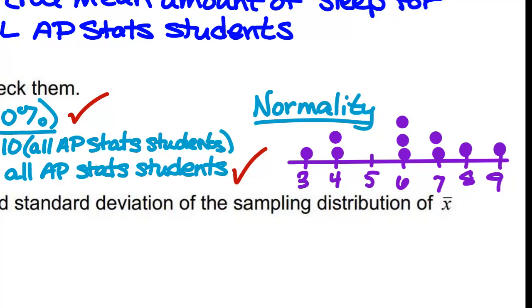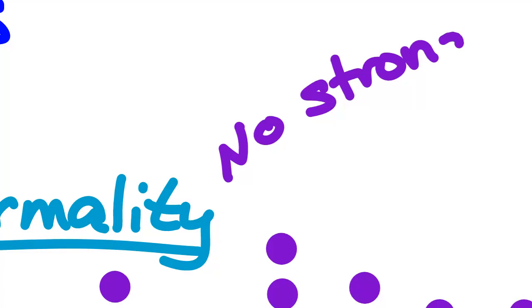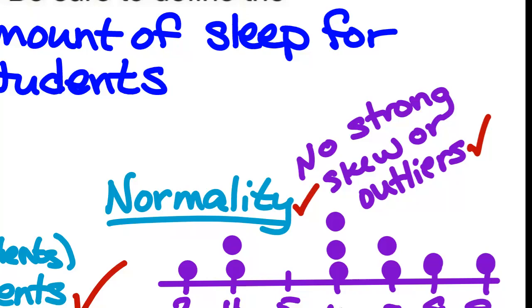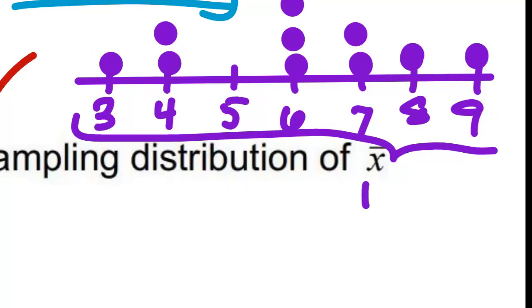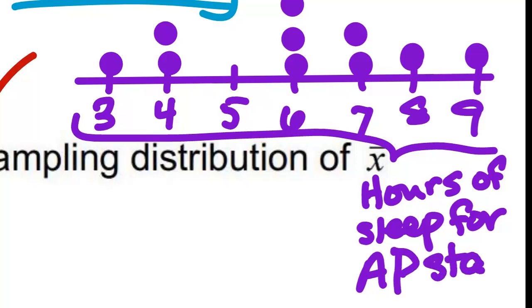So can I leave it like this? Got to label it. What do I need to label about it? Yeah, we say no strong skew or outliers. But then I also have to label what this is a dot plot of: hours of sleep for AP Stats students.